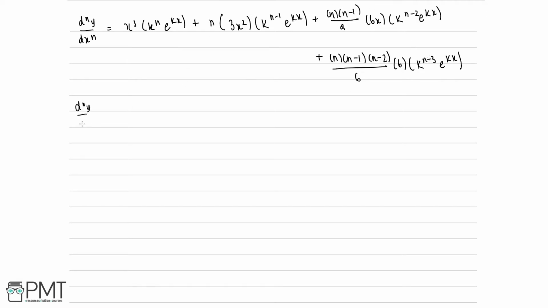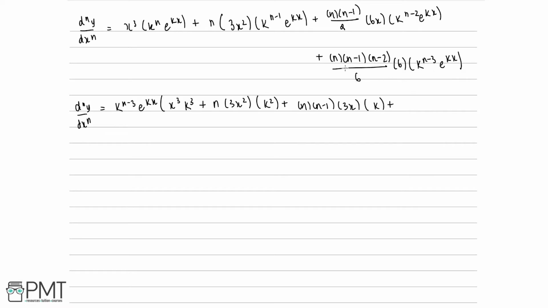So the nth derivative of y is equal to k to the power of n minus 3 times e to the power of kx multiplied by x cubed, times, well, k to the power of n divided by k to the power of n minus 3 will be k to the power of 3, plus n multiplied by 3x squared multiplied by k squared, because k to the power of n minus 1 divided by k to the power of n minus 3 will be k squared, plus, well, n minus 1 times n multiplied by 6x squared all over 2 will just be n times n minus 1, 3x, times, well, k to the power of n minus 2 divided by k to the power of n minus 3 will just be k, plus our final term.